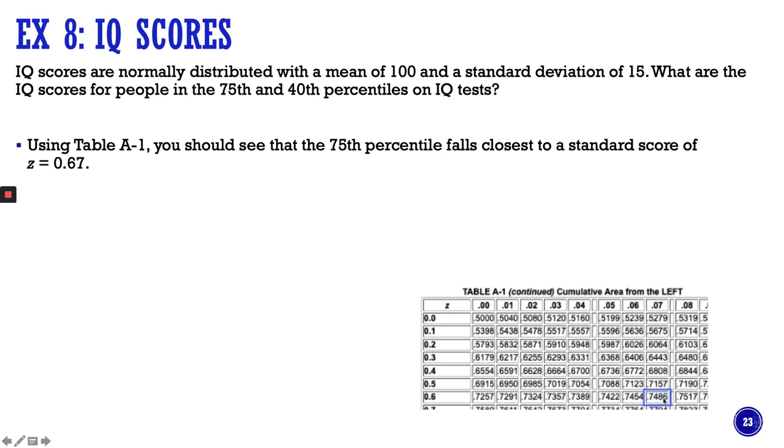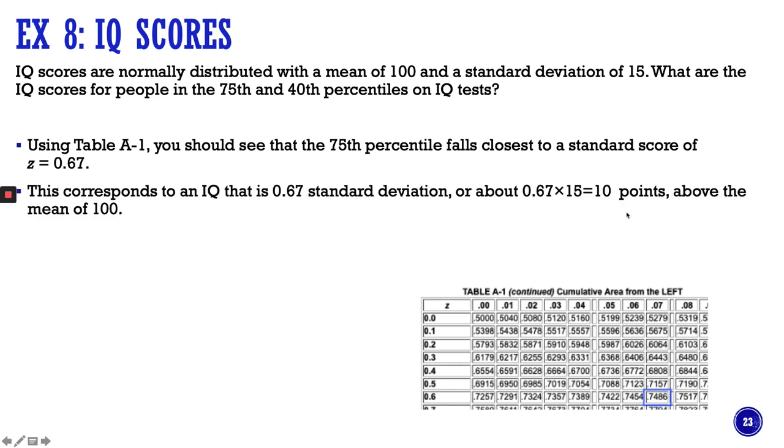Again, we're looking at, this is 0.0014 away from 75, and this is 0.0017. So this one is closer to 75. So that tells us it's at 0.6 and 7. So it's 0.67 for our z-score.